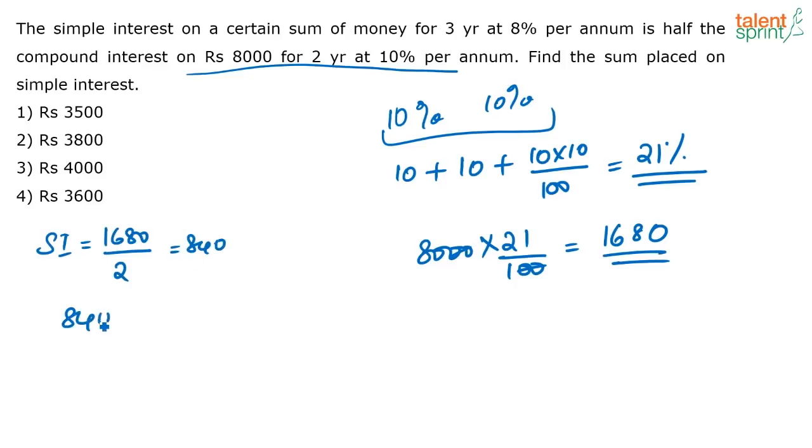Now what is this 840 equal to? This 840 is equal to the principal into 3 years into 8/100. Solve for this, and how much do you get the principal as?